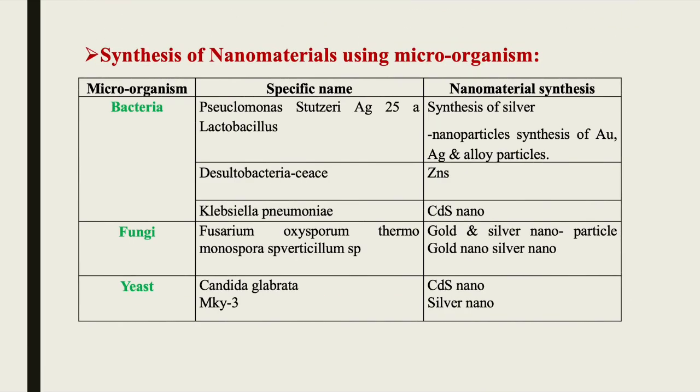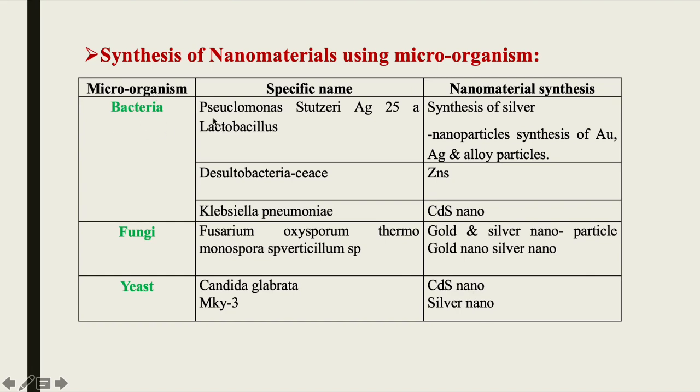Now, using this table, we are going to understand what are the types or what are the species related to the microorganism and which nanomaterial they synthesize. So first we will think about the microorganism that is the bacteria.